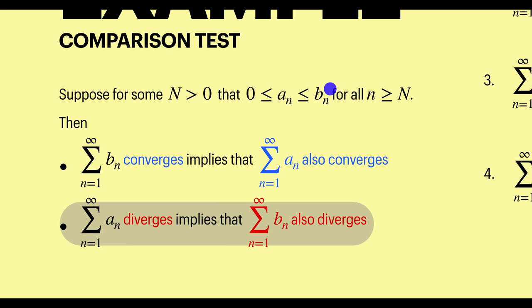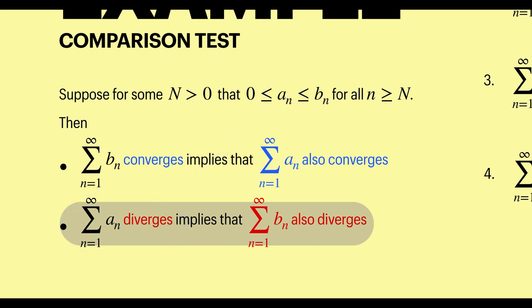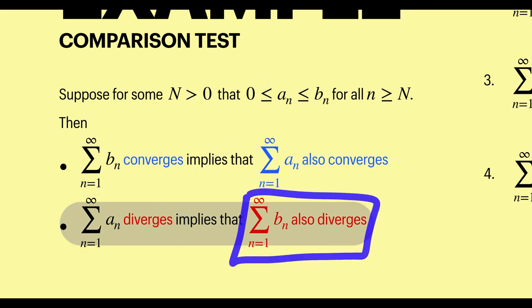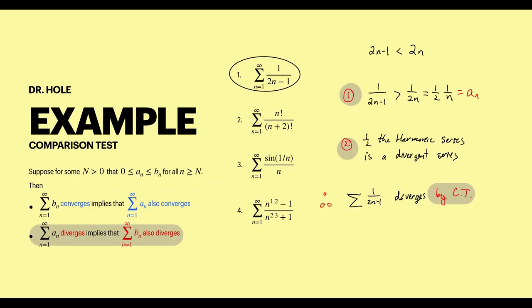The comparison test requires that the sequence of BNs needs to be, term by term, after some index, bigger than a series given by ANs, where that series in ANs we can determine diverges. That will force the series given by the BNs to diverge. So the first example.